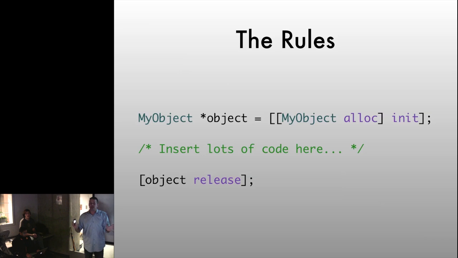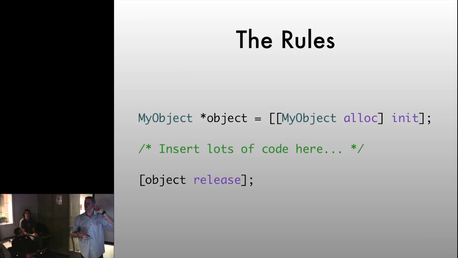So, standard object allocation. This is boilerplate code. Allocate sets the reference count to 1. Init. What does init do to the reference count? Nothing. Nothing. All right? Allocate sets it to 1.